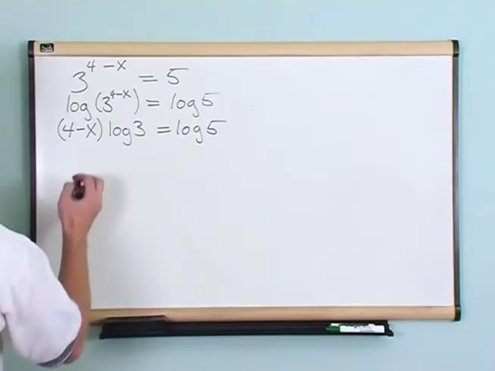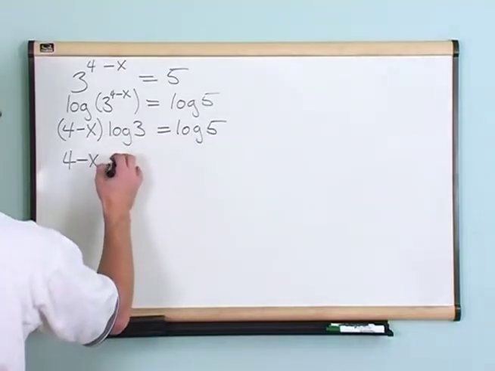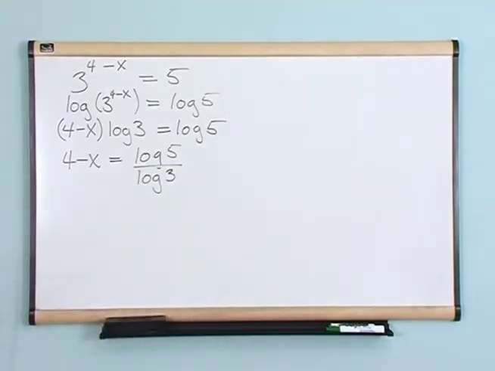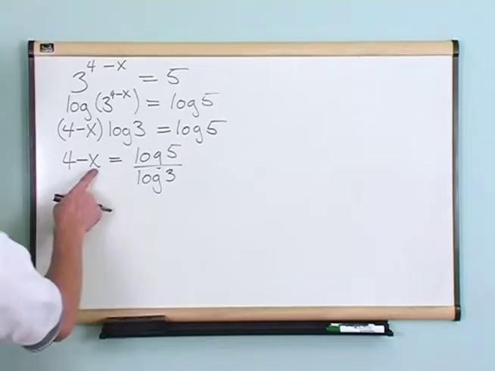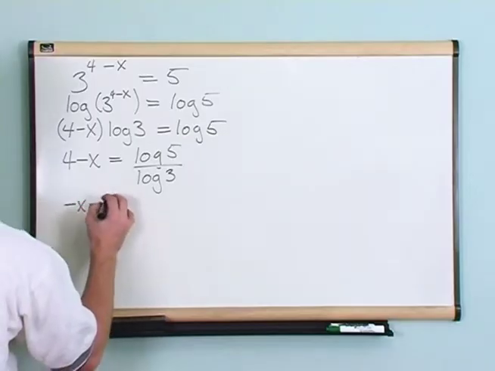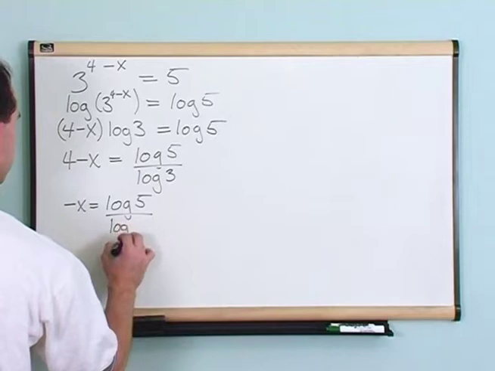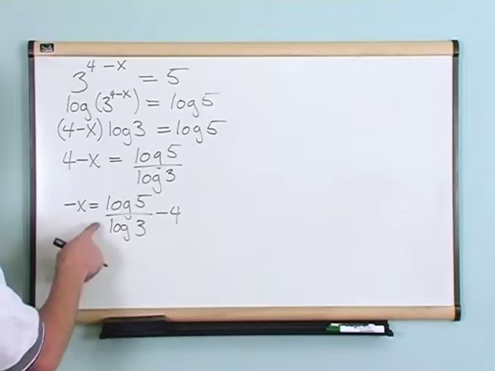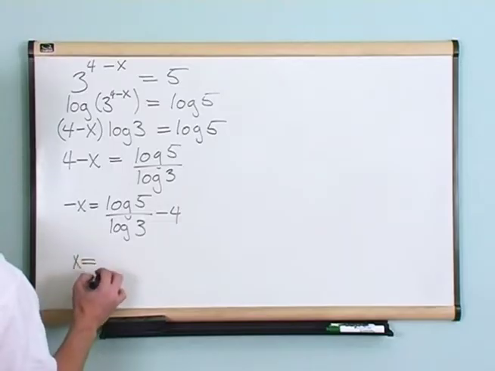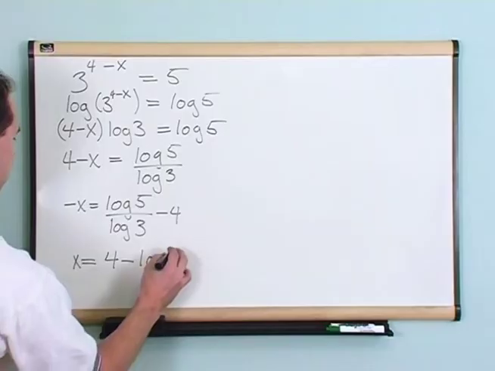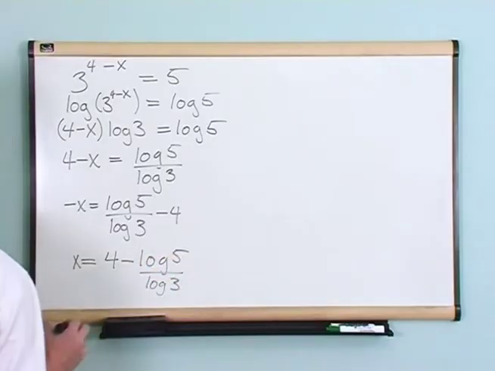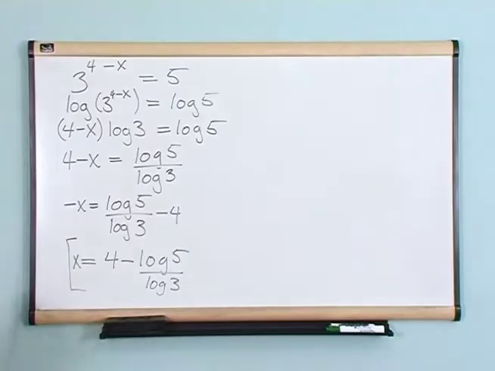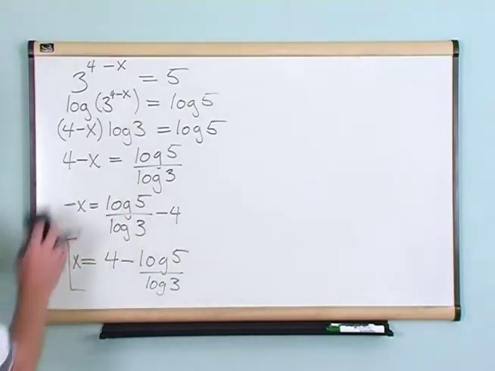Okay, so I can say 4 minus x, I'm going to divide both sides by log of 3, is log 5 over log 3. And again, I'm solving for x, so I can move the 4 over here. So I'm going to have negative x equals log 5 over log 3 minus 4. To finally solve for x, I can just divide both sides by negative 1, which is going to change the signs. So x will then equal 4 minus log 5 over log 3. I just changed the signs because I divided by negative 1. This would be the answer. Again, you could plug log 5 and log 3 into your calculator and get a decimal, but this is the exact solution of this equation.